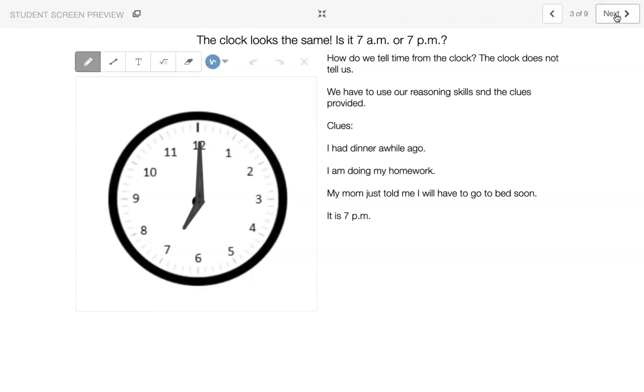This clock looks the same again. Is it 7 a.m. or 7 p.m.? How do we tell the time from the clock? The clock does not tell us. So here are the clues this time. I had dinner a while ago. I am doing my homework now. And my mom just told me I will have to go to bed soon. We know that it's 7 p.m.